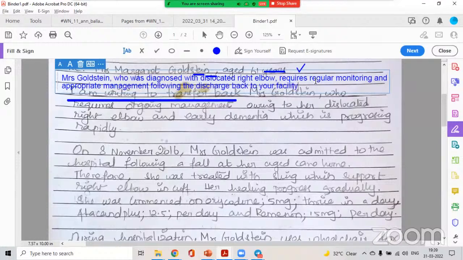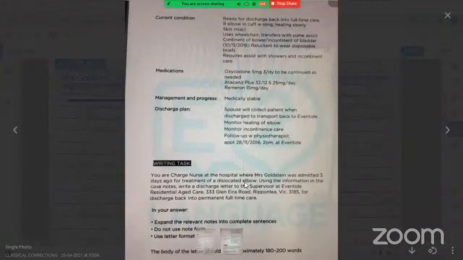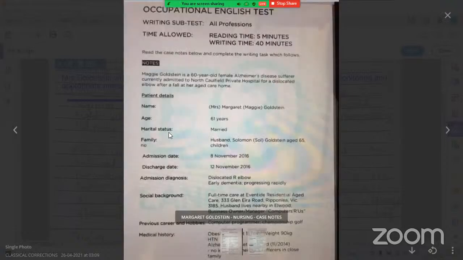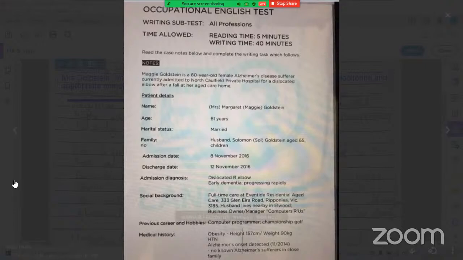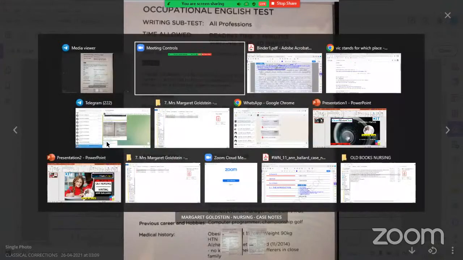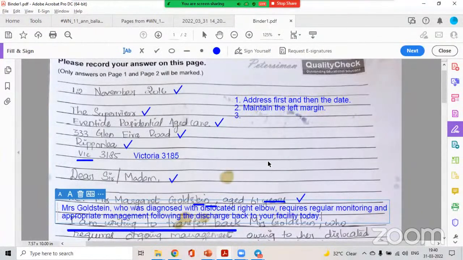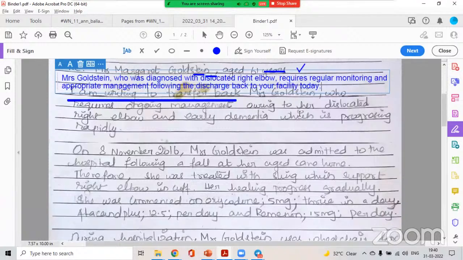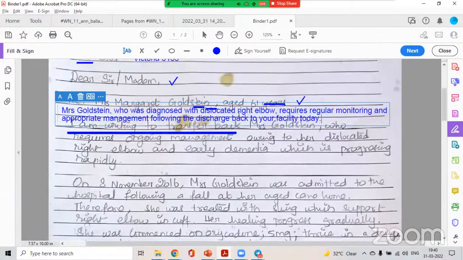Okay, today. Is it discharge today? Okay, current condition. So discharge date 12th November, 3 days back. So you are writing now only. So that is the 12th November. So today's date is being discharged today. Mrs. Goldstein, who was diagnosed with dislocated right elbow, requires regular monitoring and appropriate management following the discharge back to your facility today. Is that clear?